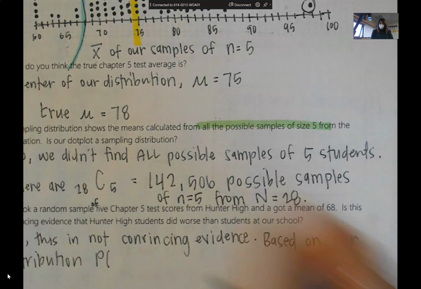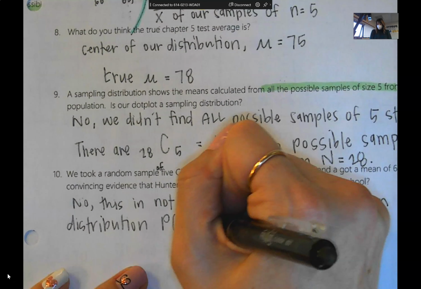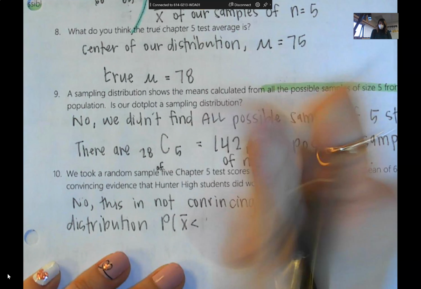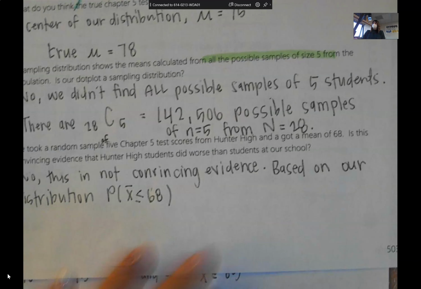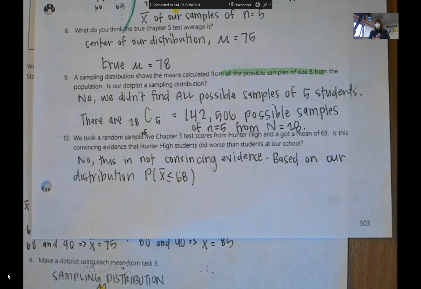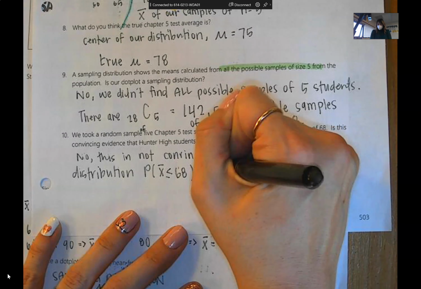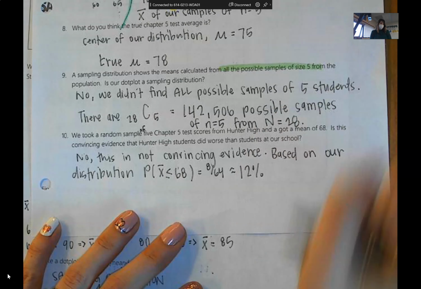the percent of times that our samples had a mean less than or equal to 68, so I'm using math symbols to say that, based off of our dot plot, or based off of our distribution, the percent of times where we got a sample mean that low or lower is 8 out of 64, or 12%.